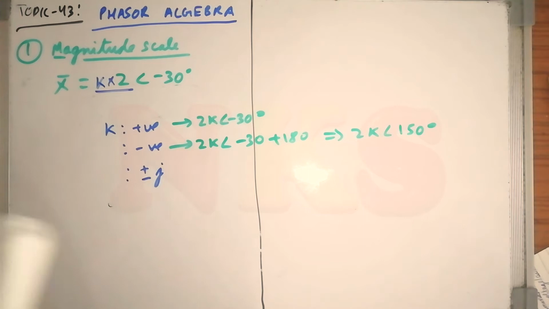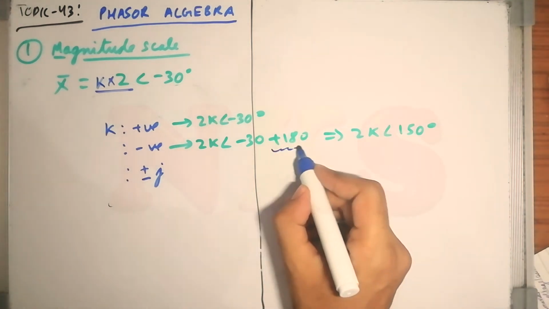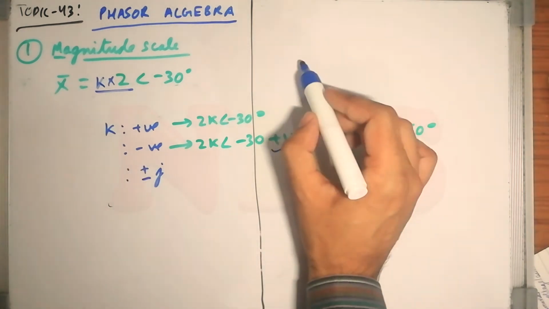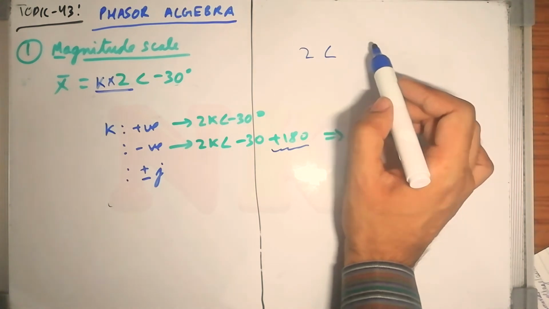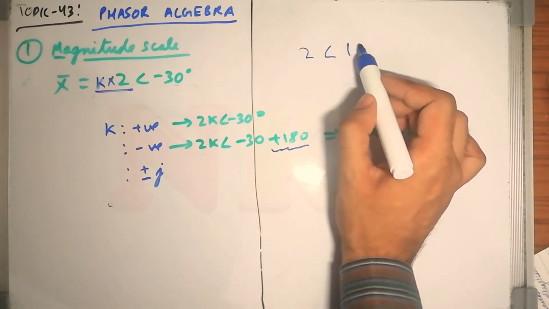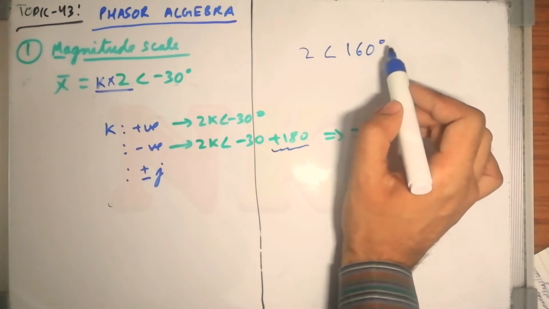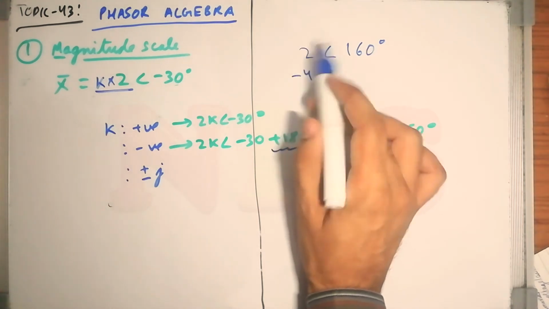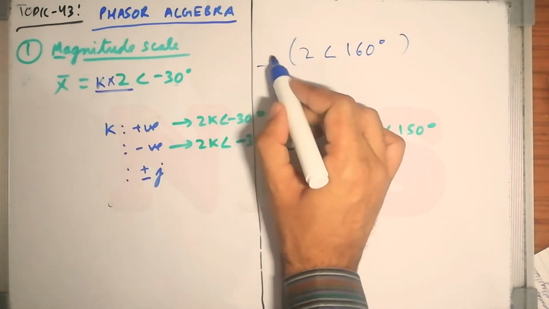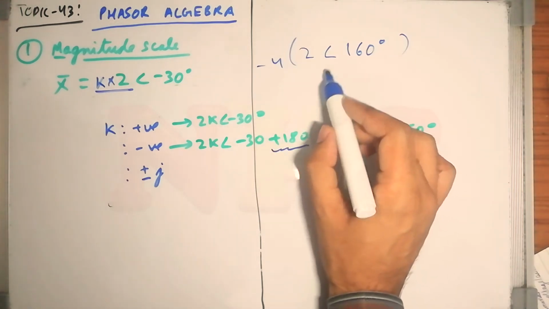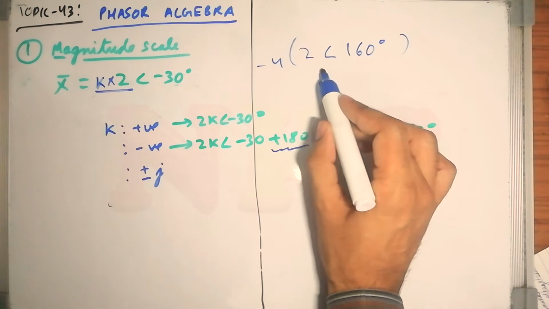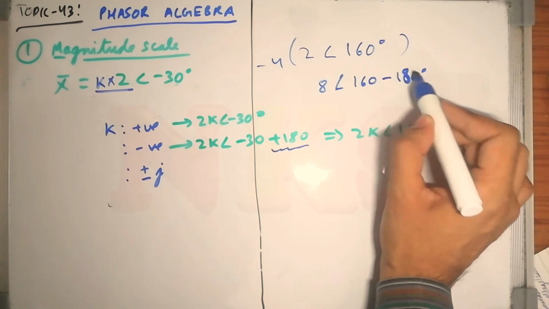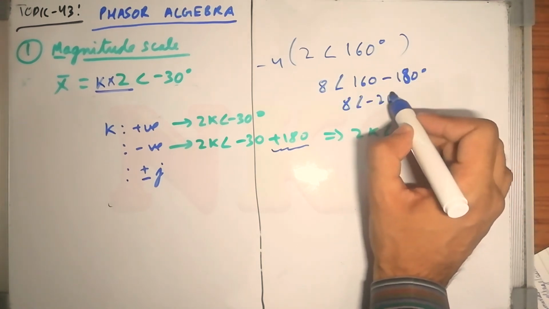It is not always necessary that you add plus 180 when it is multiplied by some negative constant. If the phasor was given like 2 at an angle 160 degrees, and I multiply this phasor by minus 4, then my phasor becomes 4 into 2, 8 at an angle 160 minus 180 degrees. So it becomes 8 at an angle minus 20 degrees.